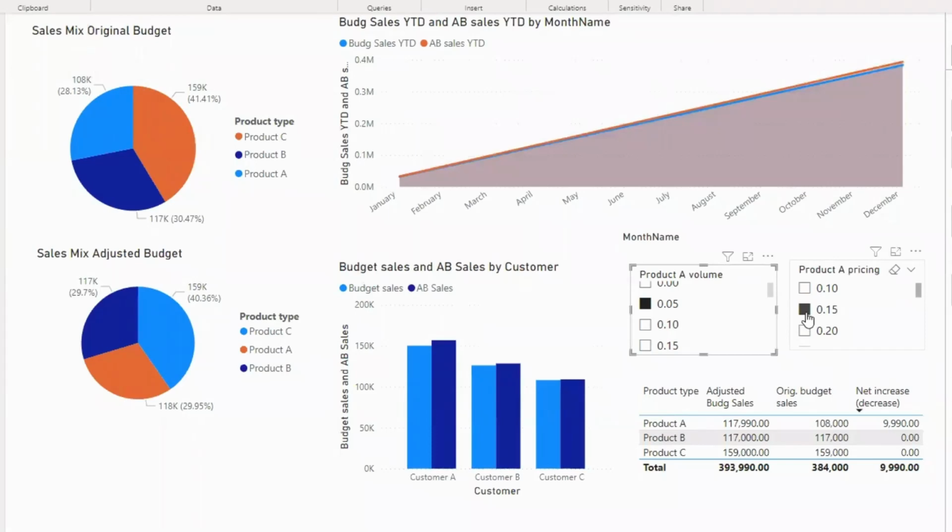Okay, so let's reset everything first. In this last scenario, the marketing director is planning to increase the price by 10% with no expected impact on sales volume. So with this, total sales would increase by 10,800.